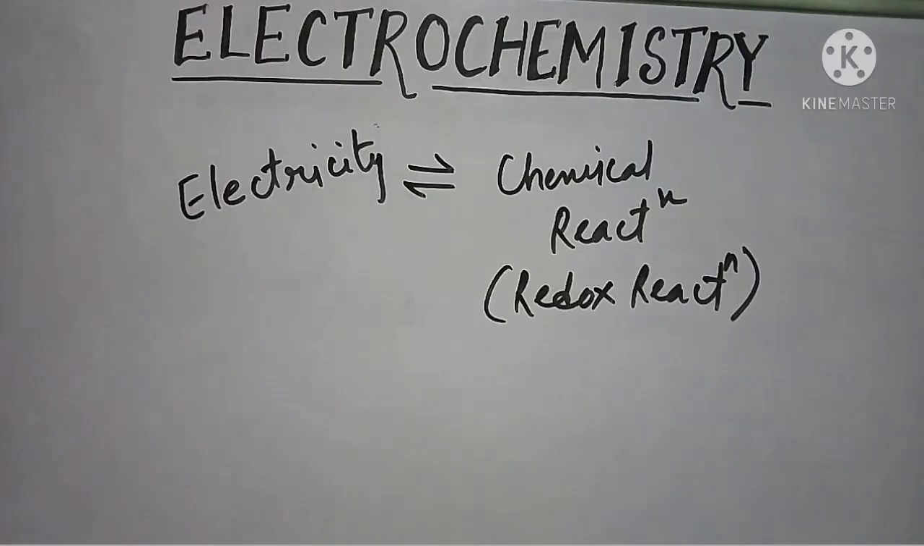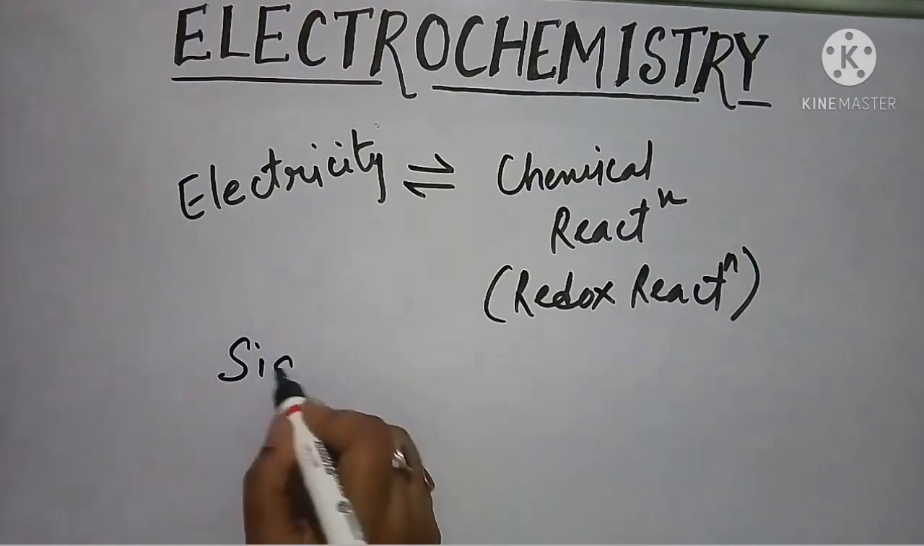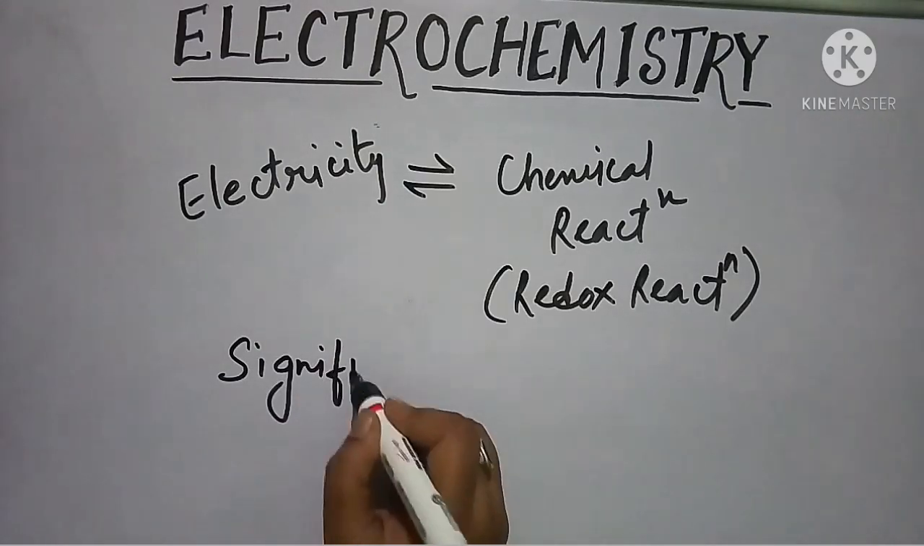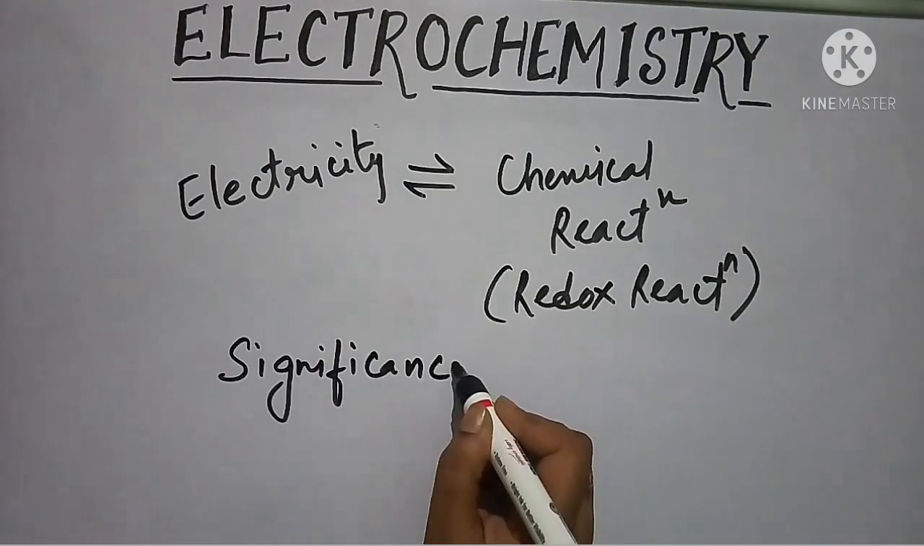You may ask, ma'am, what is the need to learn about electrochemistry? So let us first discuss the significance of electrochemistry. Before going to that, let me tell you one term, electrochemical change. The chemical changes which involve the production or the consumption of electricity are known as electrochemical changes. Now let us discuss the significance or importance of electrochemistry.